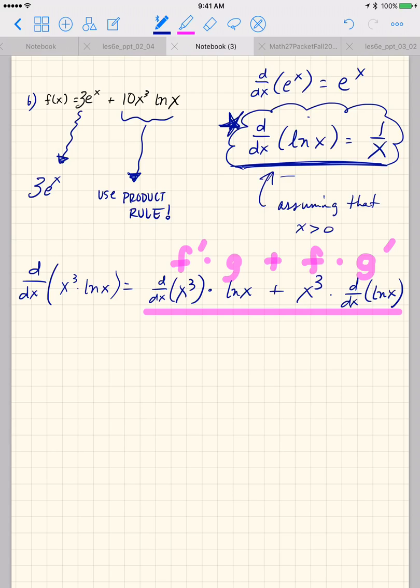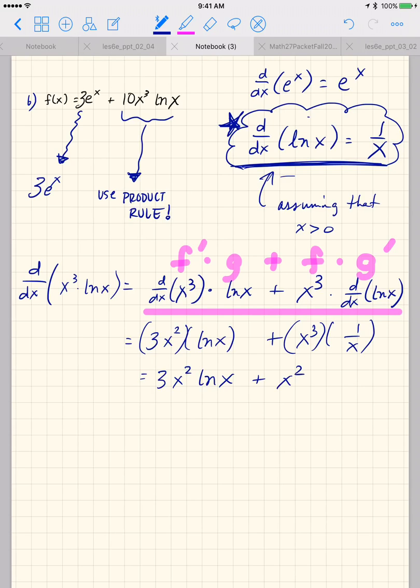Okay. So what's my derivative with respect to x of x cubed? I'm going to get 3x squared. So now this times natural log of x, plus x cubed times, what's the derivative of natural log of x? 1 over x. So we actually have some simplifying going on, and we'll have 3x squared natural log of x plus x squared.